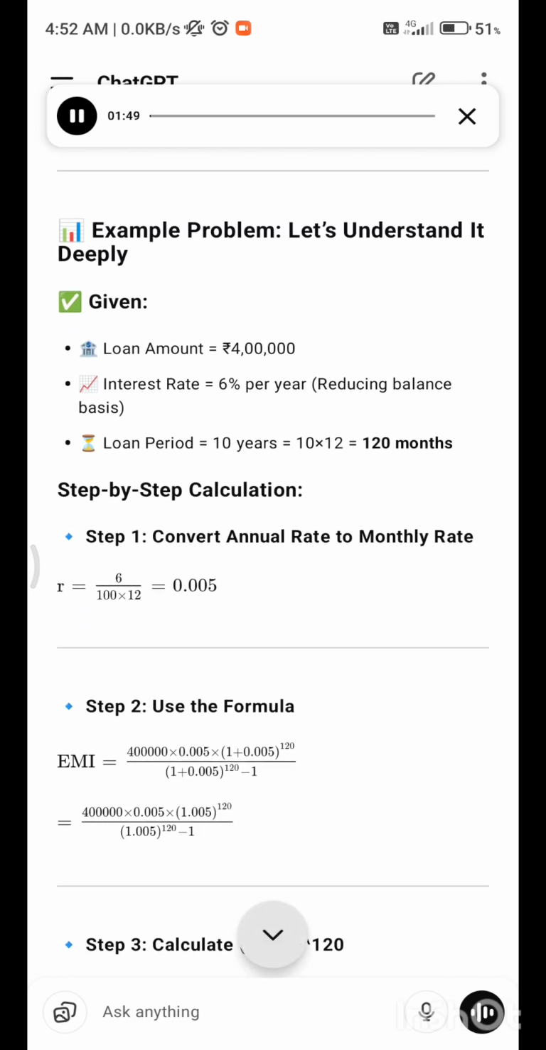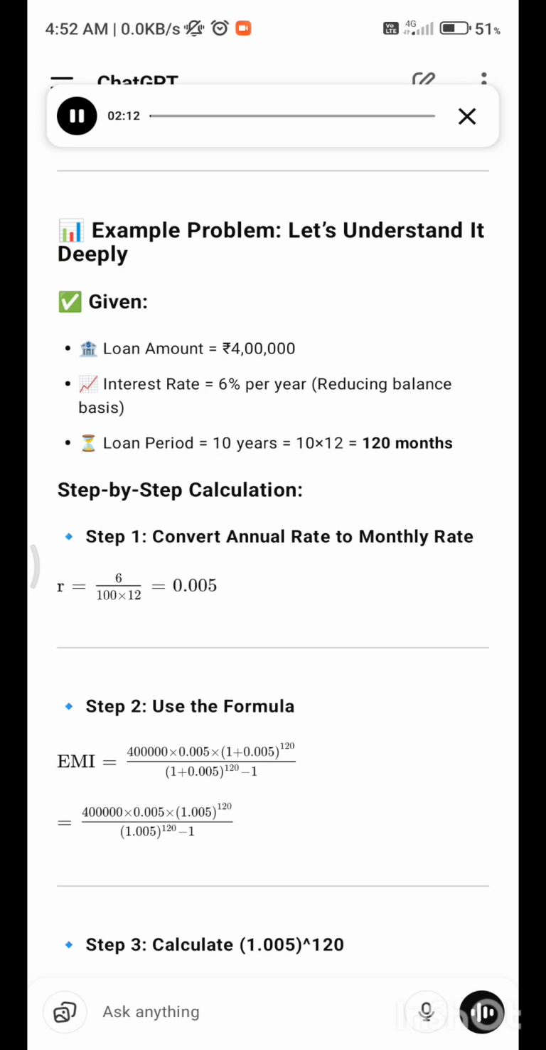Example problem. Let's understand it deeply. Given loan amount equals 4 lakh, interest rate equals 6% per year, reducing balance basis. Loan period equals 10 years, equals 10 times 12, equals 120 months. Step-by-step calculation. Step 1. Convert annual rate to monthly rate. R equals 6 over 100 times 12, equals 0.005.